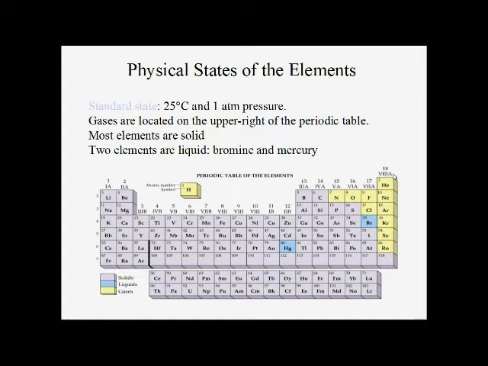We only have 2 elements that are liquid at room temperature, bromine and mercury, so a non-metal bromine and the metal mercury. And we have others that can melt close. Gallium will melt based on your hand temperature.